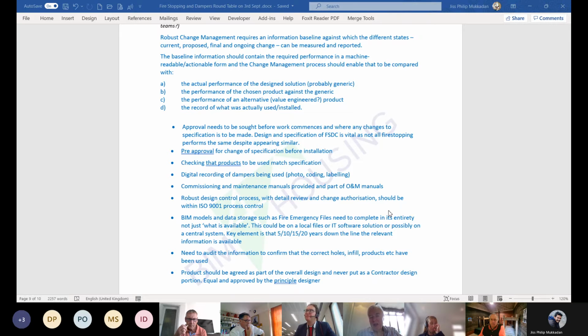But so coming back to the change management process, what we're really saying is that what we need to do is to capture the baseline information set at each work stage, so that before a change takes place, we've got enough information about what the initially intended product would be.